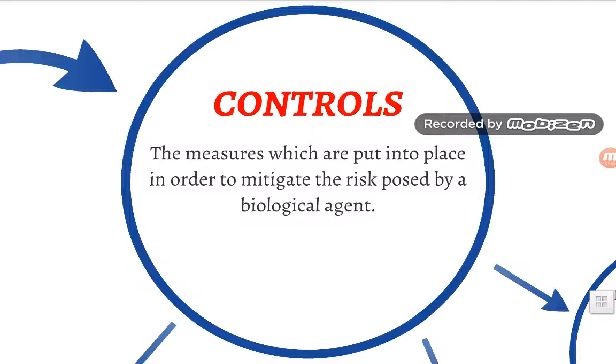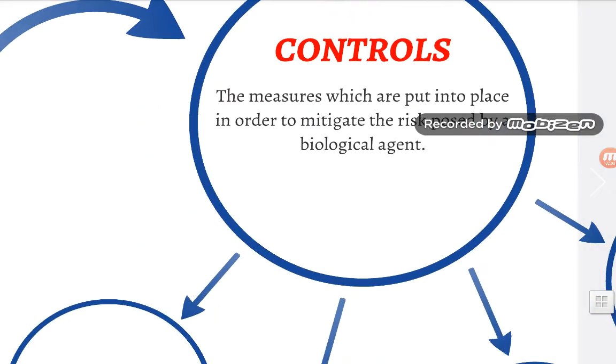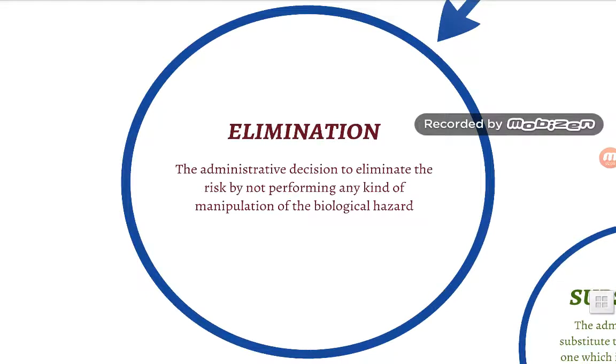Risk mitigation is dependent on controls. Controls are the measures which are put into place in order to mitigate the risk posed by a biological agent. There are 5 controls. The first is elimination, the administrative decision to eliminate the risk by not performing any kind of manipulation of the biological hazard.